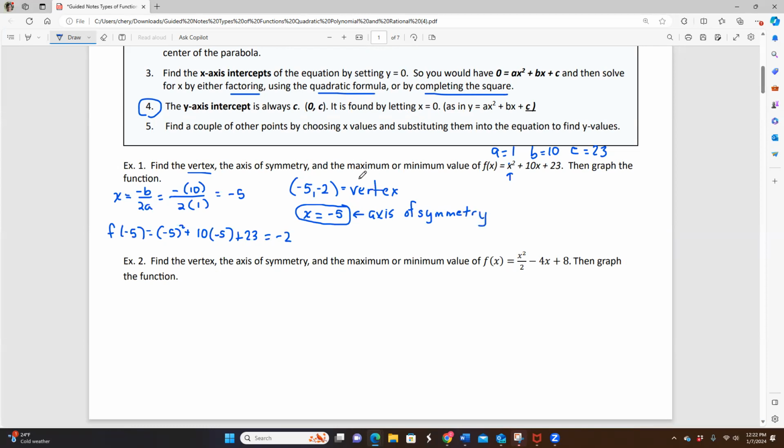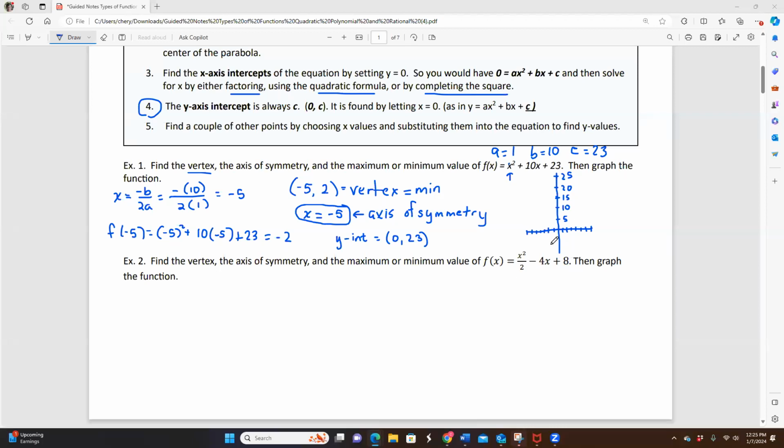Now we determine whether this is a minimum or a maximum value at our vertex. Well, since the coefficient of x squared is a positive a, we know that this is a parabola that opens upwards, so this vertex is a minimum. And now we want to graph this. So we're going to give a very brief, quick sketch of this.